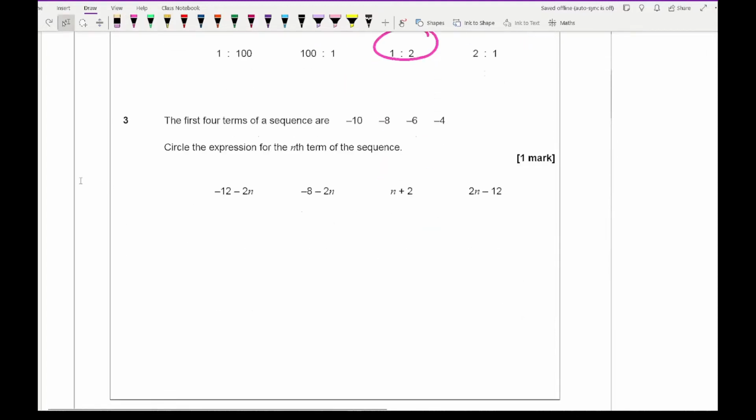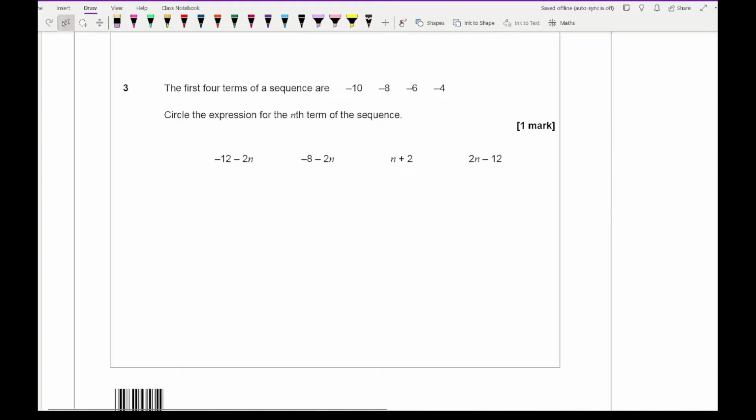Then with question 3, it says the first four terms of a sequence are -10, -8, -6, -4. Circle the expression for the nth term of this sequence. So you can see that we're adding 2, which means we're going to have 2n. And then what do we need to do to get from 2 to -10? Well, we need to take away 12. So that gives us our fourth option.